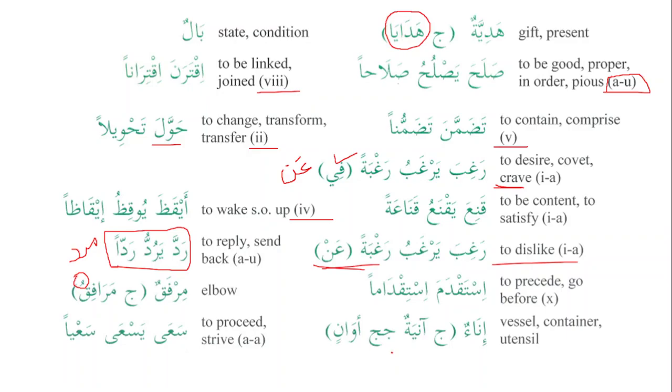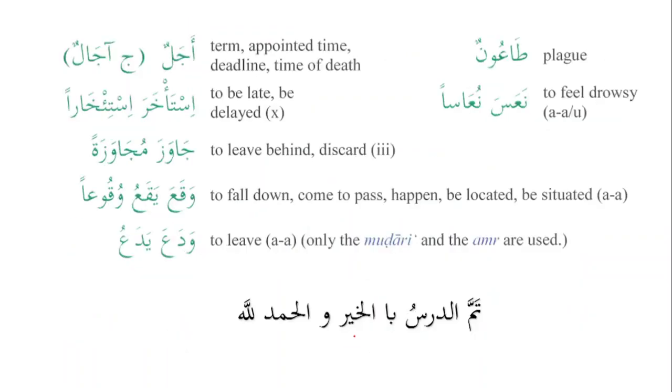What is the plural, jam al jam? Ahsant. So ina'un, vessel or container or utensil, and then we have aniyatun wa awanin. And then in the end we have here ajalun, and the plural is ajalun, appointed time, deadline, time of death. Ta'unun, plague. Istakhara yastakhiru istikharan, which is to be late, to be delayed.